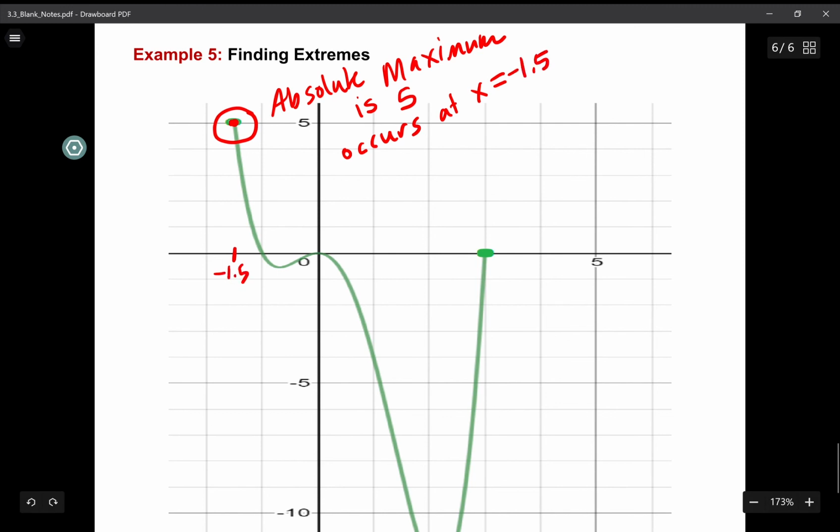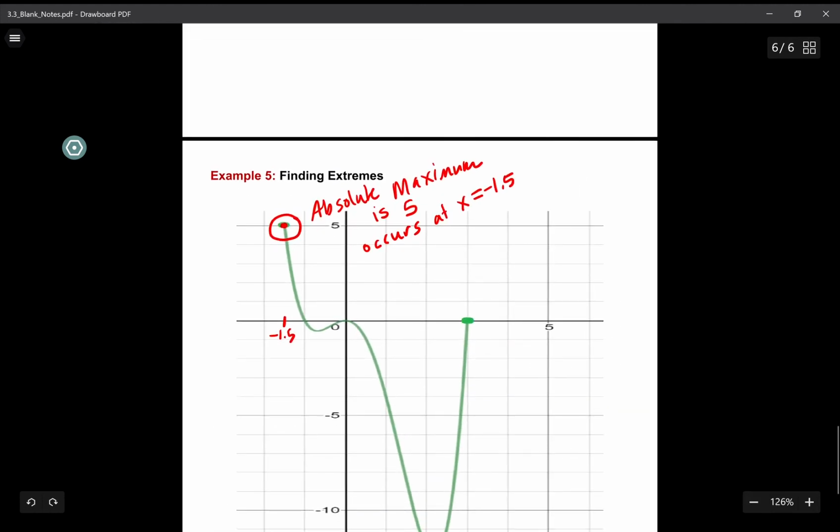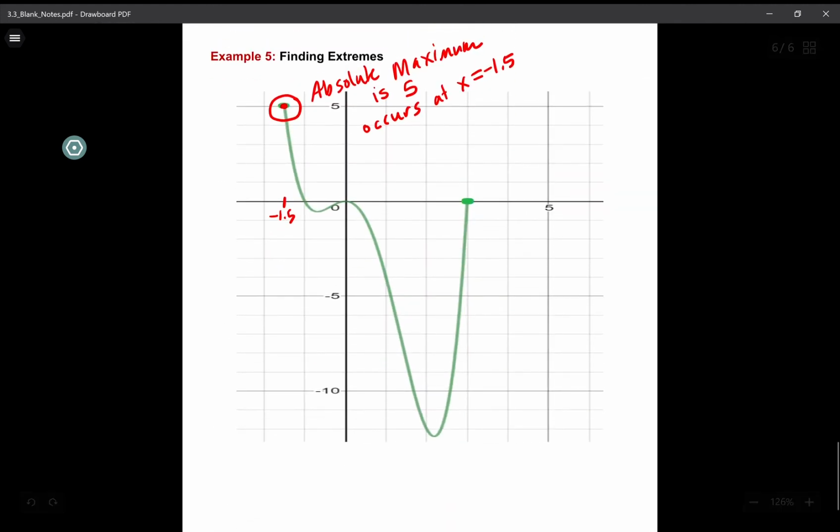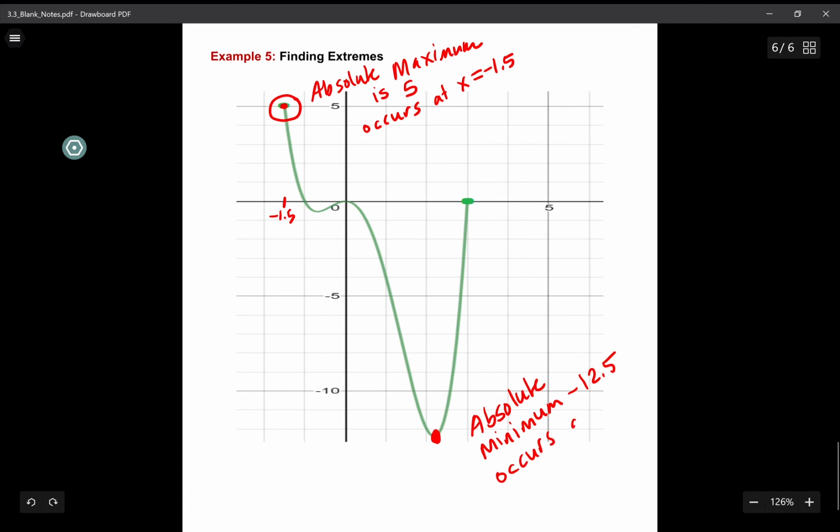All right, let's find the absolute min on this graph. What's the absolute min on this graph? I bet you all spotted it. It's right here. Absolute minimum. The absolute minimum value looks like it's about -12.5, but it occurs at x equal to, I don't know, 2.1. We're ballparking here. So those are my absolute maximum, the absolute largest value, and my absolute minimum, the absolute smallest value.